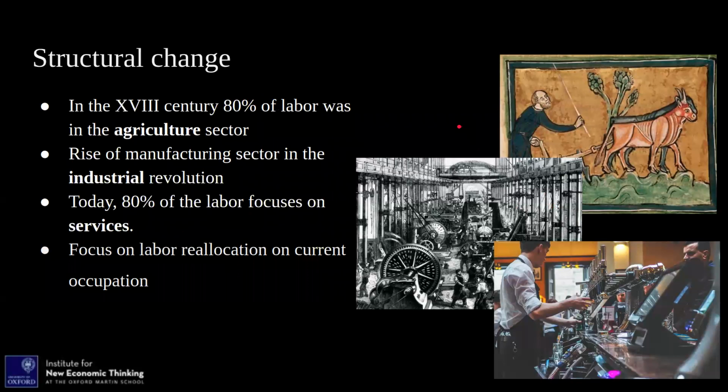We must clarify that in this work, we think of automation as both destroying and creating jobs, and this has been seen throughout history. For example, in the Industrial Revolution, some jobs were destroyed, but others were created. And therefore, we're going to focus on labor reallocation.